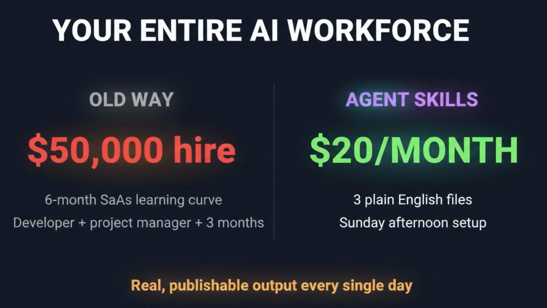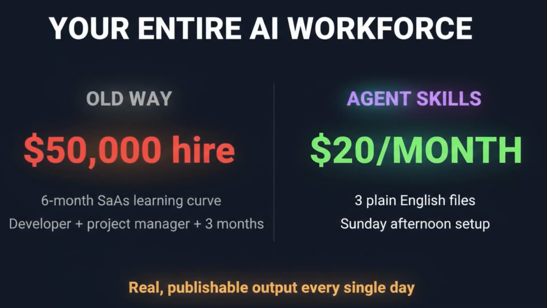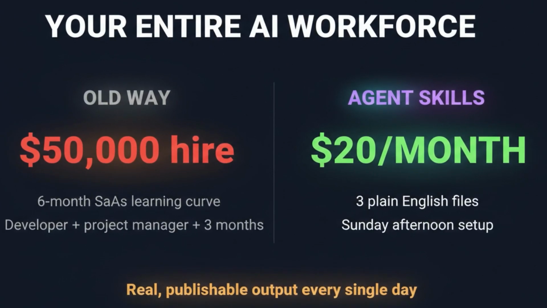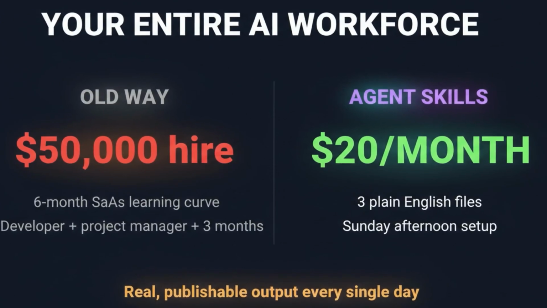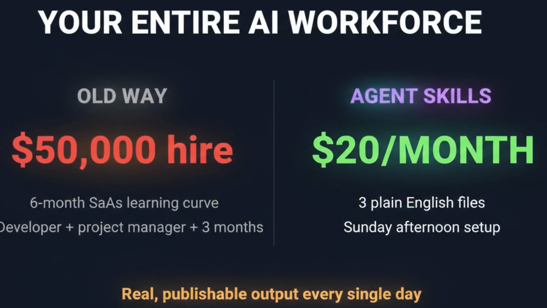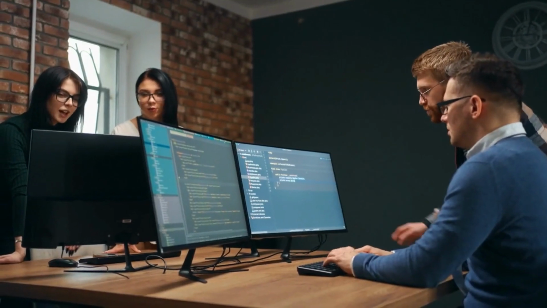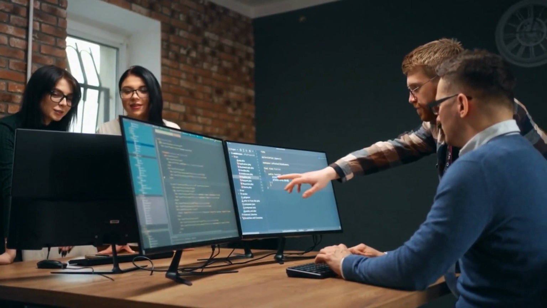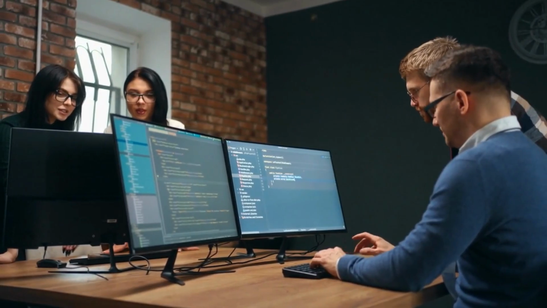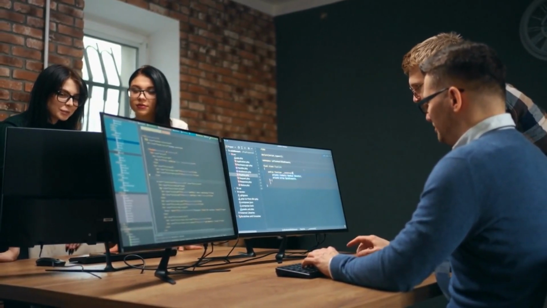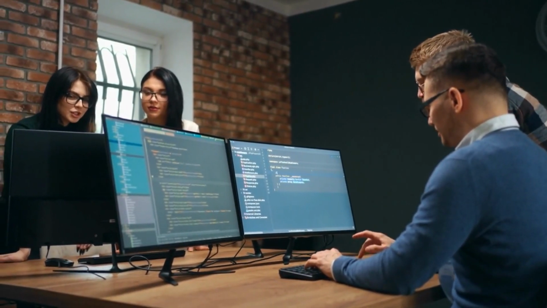Not a $50,000 hire, not a complicated SaaS platform with a 6-month learning curve. 3 plain English files that talk to each other and produce real, publishable output every single day. A year ago, this kind of automation required a developer, a project manager, and 3 months of build time. Now it requires a Sunday afternoon and a clear idea of what you want done.